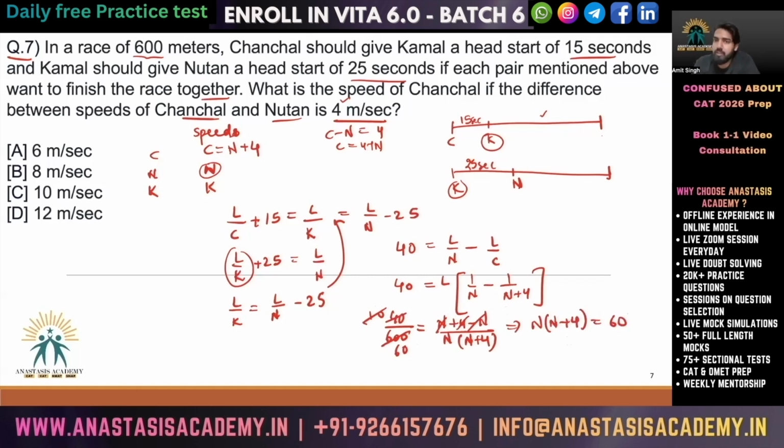So I need to search for factors of 60 such that their difference is 4 and their product is 60. So 10 and 6 differ by 4, right? So the value of N would be 6, so that N plus 4 becomes 10. So the speed of Nutan is 6 meters per second. The speed of Chanchal would be 6 plus 4, which is 10 meters per second. And we need to find the speed of Chanchal. Chanchal's speed would be 10 meters per second.